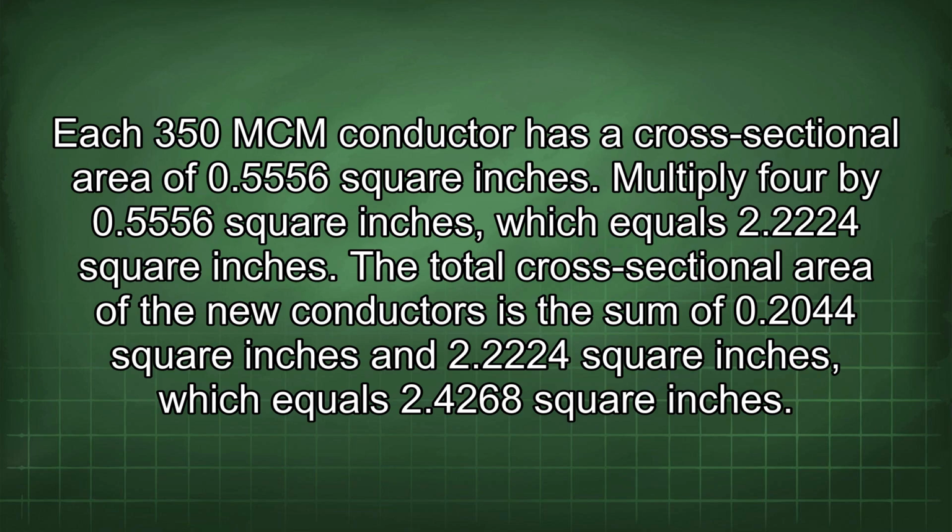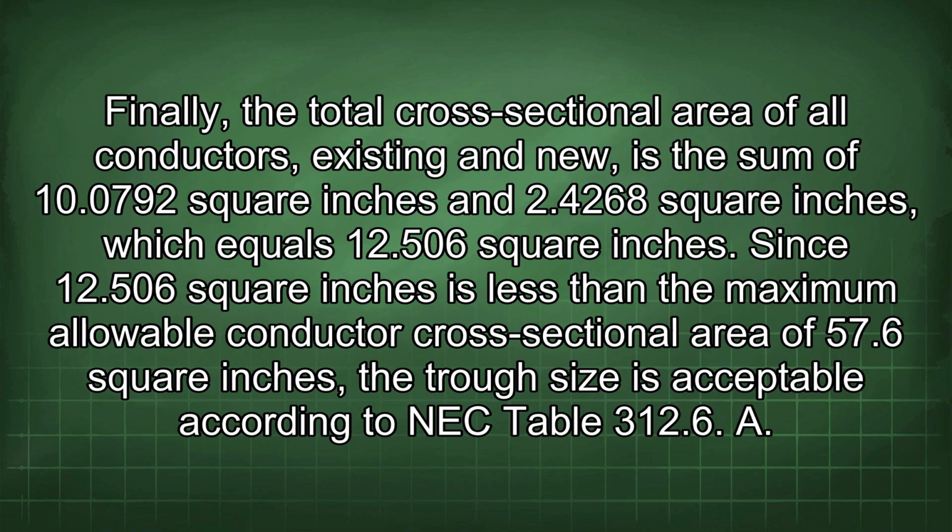2.4268 square inches. Finally, the total cross-sectional area of all conductors, existing and new, is the sum of 10.792 square inches and 2.4268 square inches, which equals 13.2188 square inches. Since this is less than the maximum allowable conductor cross-sectional area of 57.6 square inches, the trough size is acceptable according to NEC Table 312.6.